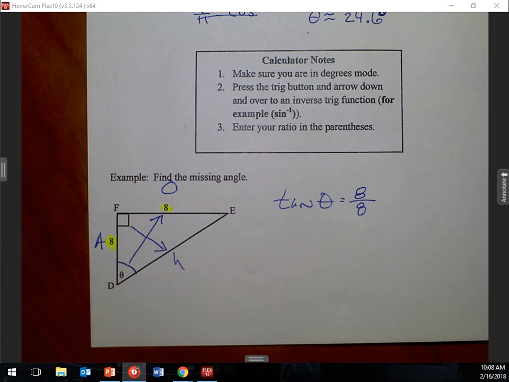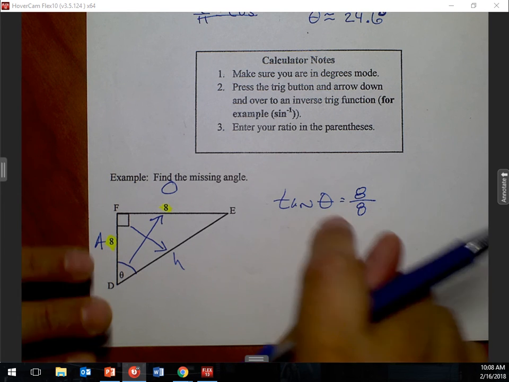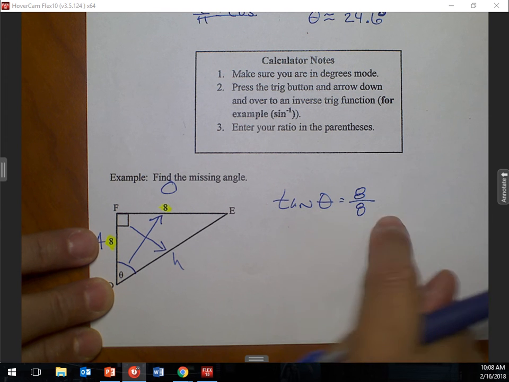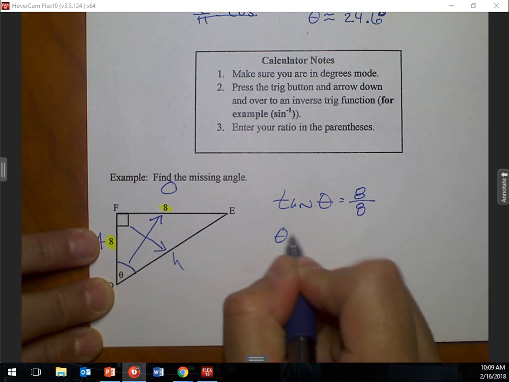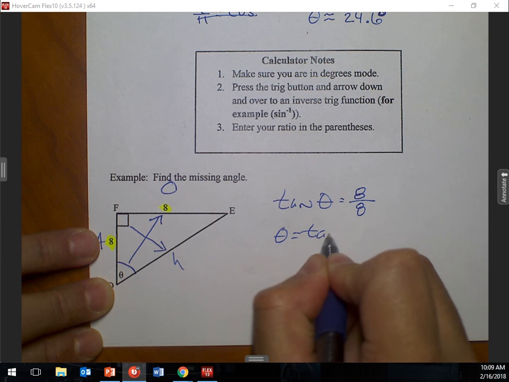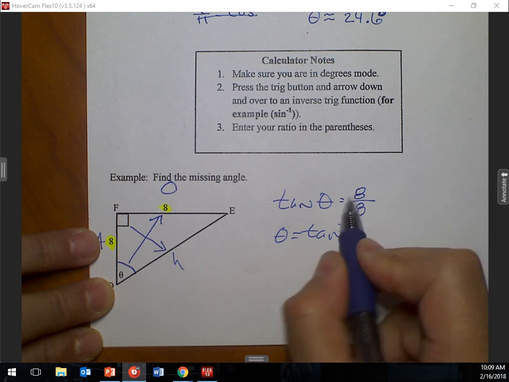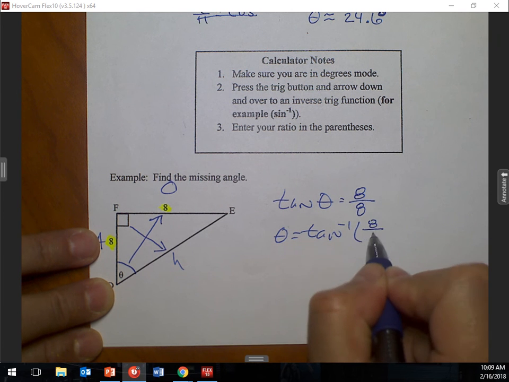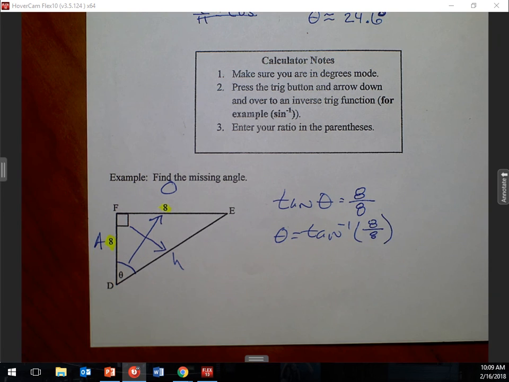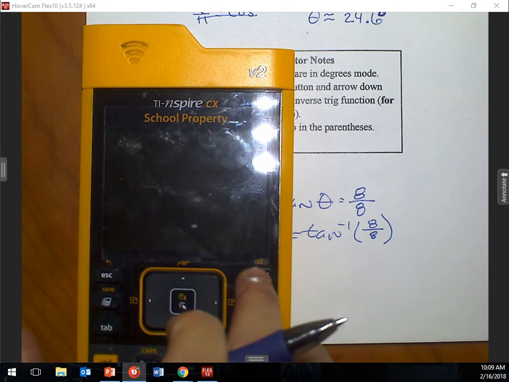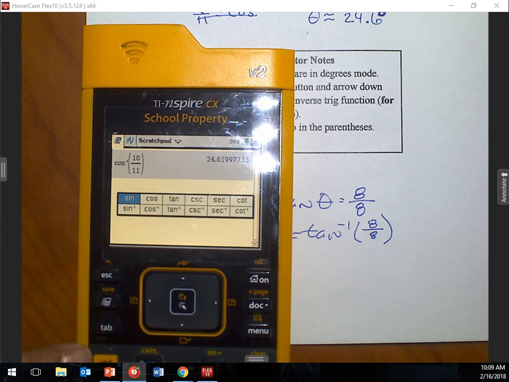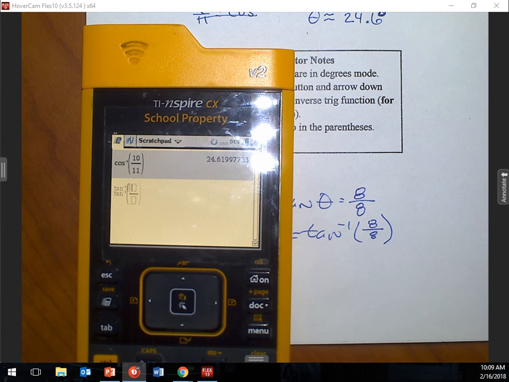Hopefully, right? Now, I'm going to rewrite it using inverse. So I'm going to switch places with these two things right here. I'm going to say that theta is equal to inverse tan of 8 divided by 8. There you go. Trig, inverse tan, 8 over 8.